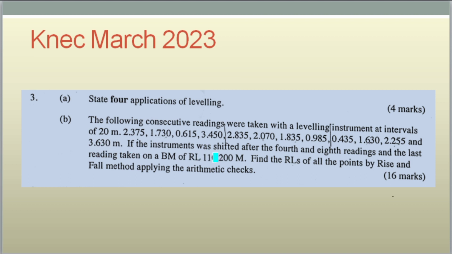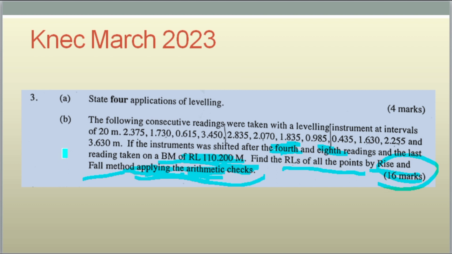3.63. If the instrument was shifted after the fourth and the eighth reading, and the last reading was taken on a benchmark of reduced level 110.2 meters, find the reduced level for all the points by the rise and fall method. Then we apply the arithmetic check in order for us to see if what we have done is the correct thing. A total of 16 marks.